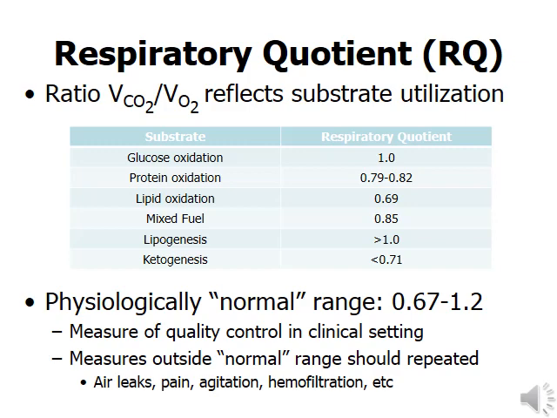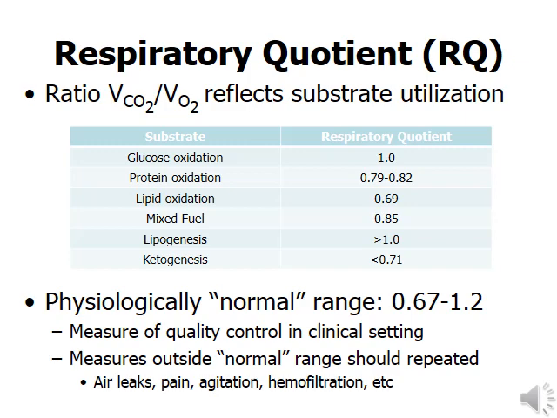The RQ of protein is 0.81, where the oxygen consumption is greater than carbon dioxide production. The RQ of lipid is 0.69, where oxygen consumption is 1.4 times higher than that of carbon dioxide production. An RQ of 0.85 reflects mixed fuel burning, whereas greater than 1 reflects lipogenesis and less than 0.7 reflects ketogenesis.